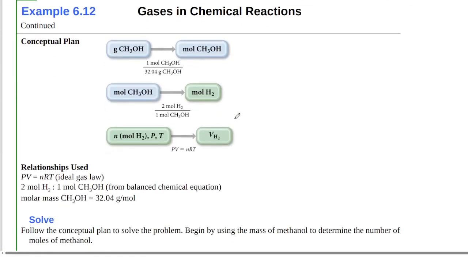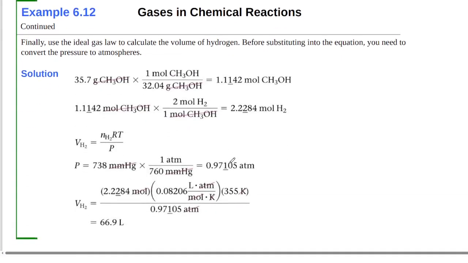All right, so here's the way we're going to do this. Grams of methanol, which was given, to moles of methanol, which we can do using the molecular weight. Moles of methanol to moles of hydrogen through the balanced equation where we have a 2 to 1 ratio. And then moles of hydrogen, we can use the ideal gas law equation to convert to volume of hydrogen. So let's get started.